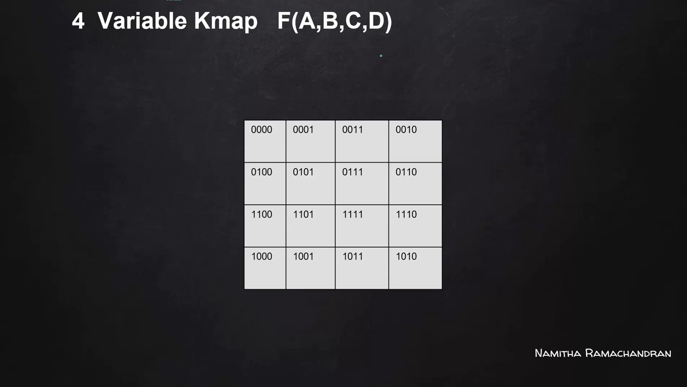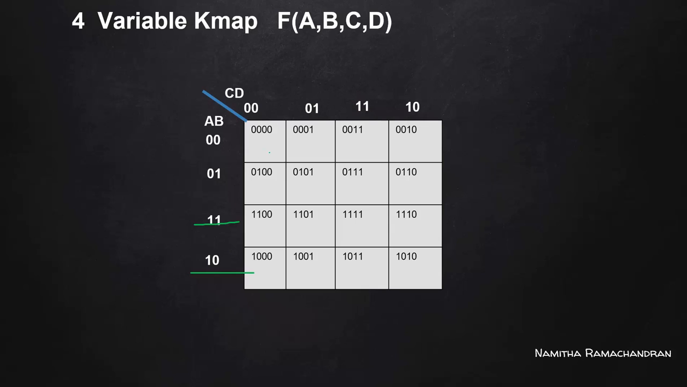Next is the 4-variable Kmap, and the general syntax of this 4-variable Kmap is like this. Horizontally 2 variables, vertically 2 variables: A, B and C, D. The possible values are 0 0, 0 1, 1 1, 1 0. Please note this order: 0 0, 0 1, 1 1, then 1 0. 1 1 is represented by the third row, 1 0 is represented by the fourth row. Here also, the first column is 0 0, 0 1 is next, 1 0 represents the last column, and 1 1 represents the third column.